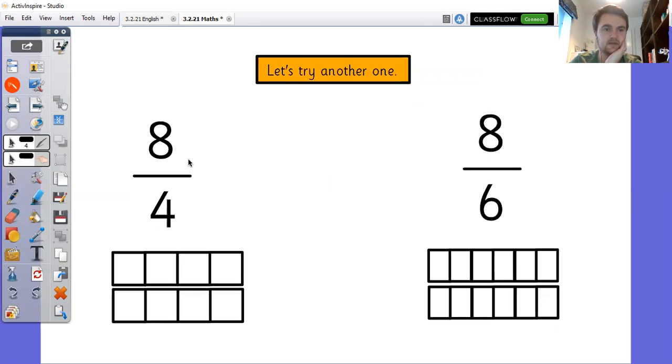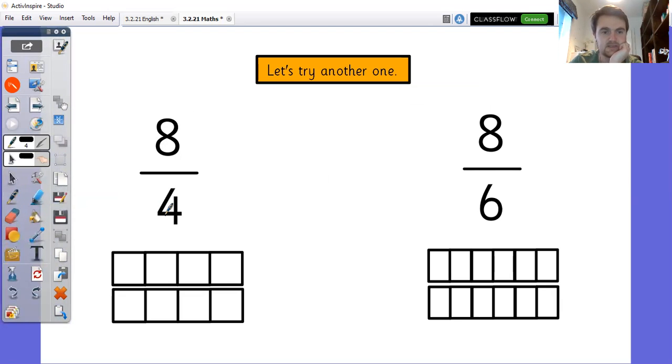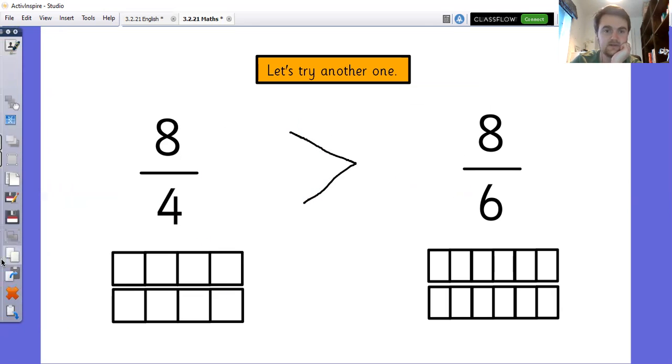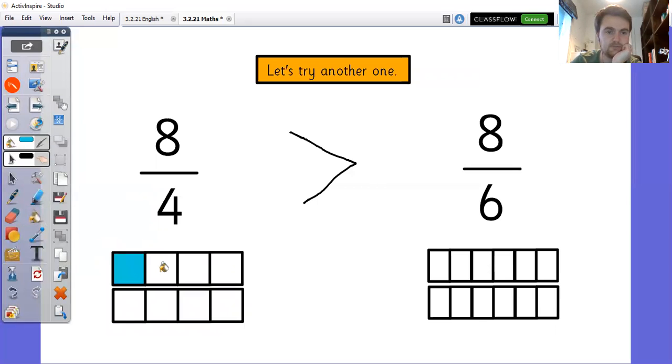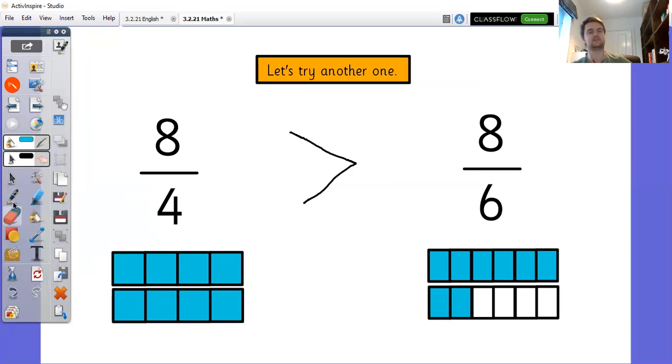So let's try another one. I can see that the denominators are different. That's always the first one I check. However, the numerators are the same. I can see that 1/4 is larger than a sixth, which means that 8/4 is going to be larger than 8/6. So I can do that. I can also check it using my bar models. 1, 2, 3, 4, 5, 6, 7, 8. 1, 2, 3, 4, 5, 6, 7, 8. So I can see clearly that 8/4 is exactly the same as 2 wholes, whereas 8/6 is less than 2 wholes. So 8/4 is going to be larger.